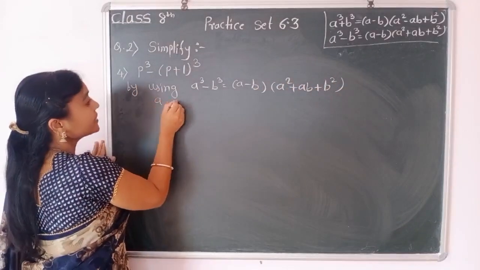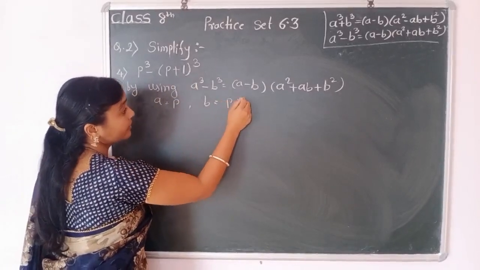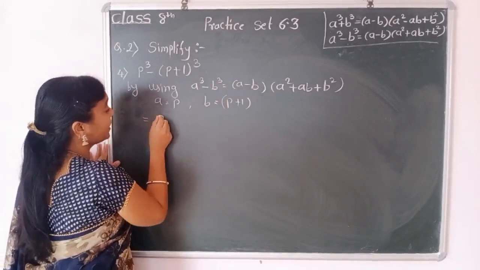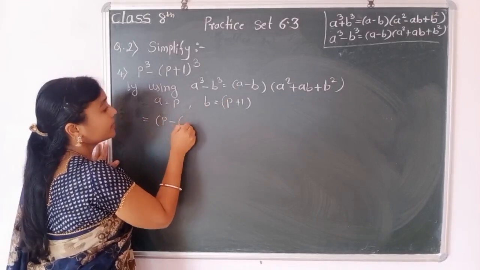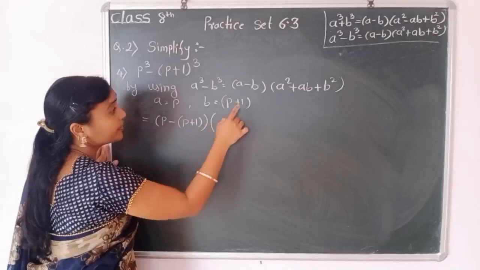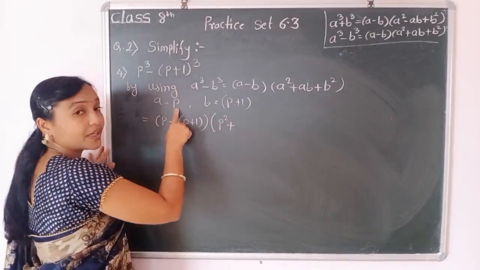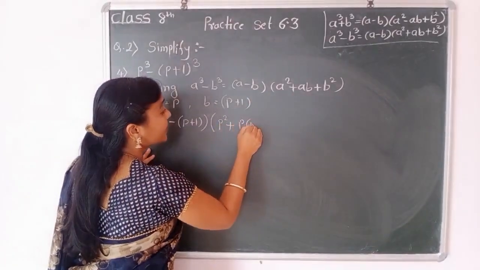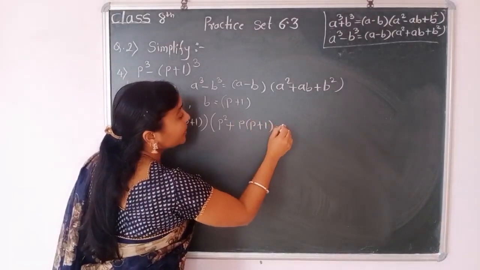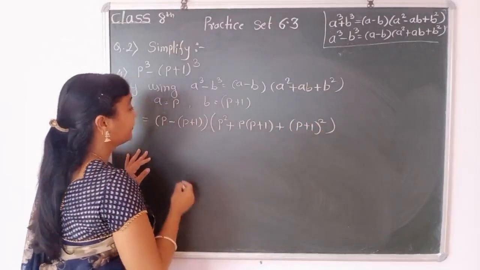Now observe this. A means what? p, and b means what? p plus 1. Put these values in our formula. A minus b means p minus (p plus 1). Another bracket: a square means p square, plus a into b means p into (p plus 1), plus b square means (p plus 1) bracket square.